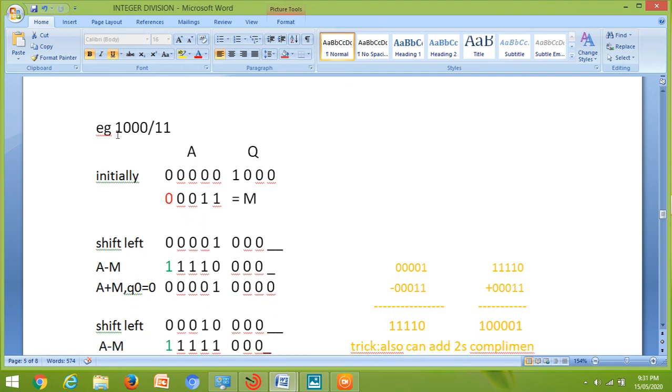So this is an example. Example: 1 0 0 0 divided by 1 1. Initially, as I have told you, the content of A will be all zeros. The dividend, the first number, will be in register Q, 1 0 0 0, and the divisor will be in register M. Now you can see over here the dividend is 4 bit, but the accumulator A is 5 bit, and also the divisor is 5 bit. So how have I converted it into 5 bit? I have added zeros over here and converted it into 5 bit.